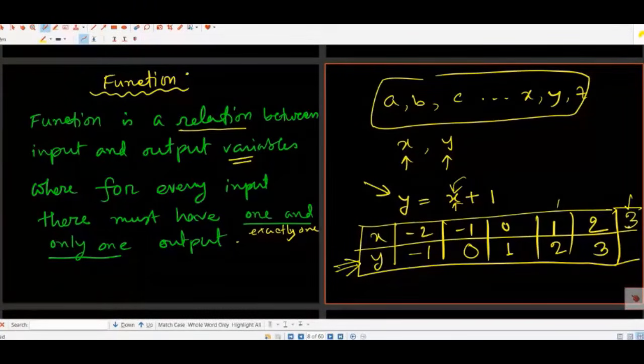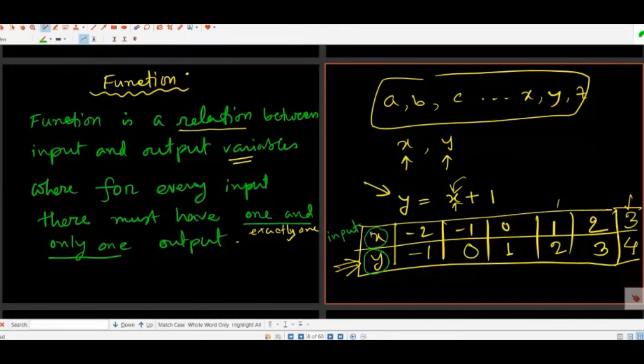So now suppose we are inputting 3. So whenever we are plugging in 3, so 3 plus 1, that comes to 4. So 4 is the output. So here you can understand that we have two variables, namely X and Y. So we are inputting X, so that's why X is called the input variable. Variables are the letters. For simplicity, we are using X and Y as the variables.